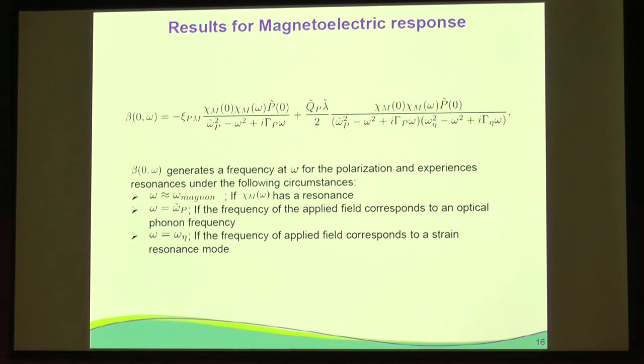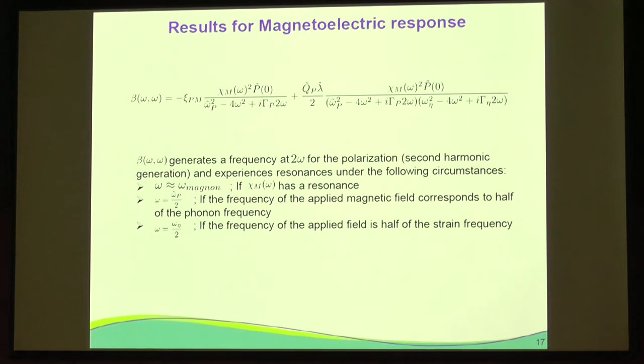So now back to the ME response. Let's consider the first component, which couples the AC and the DC magnetic fields. As you see, for the case of the first component, this component of ME response can go through resonances under three different circumstances. First, if the frequency of the applied magnetic fields corresponds to the frequency of a magnon, which can be seen here. Here you can see a resonance. Also, based on this term and this term, if the frequency of applied field corresponds to the frequency of optical phonon or the frequency of a strain, you will see again resonances for the case of the first component of the ME response.